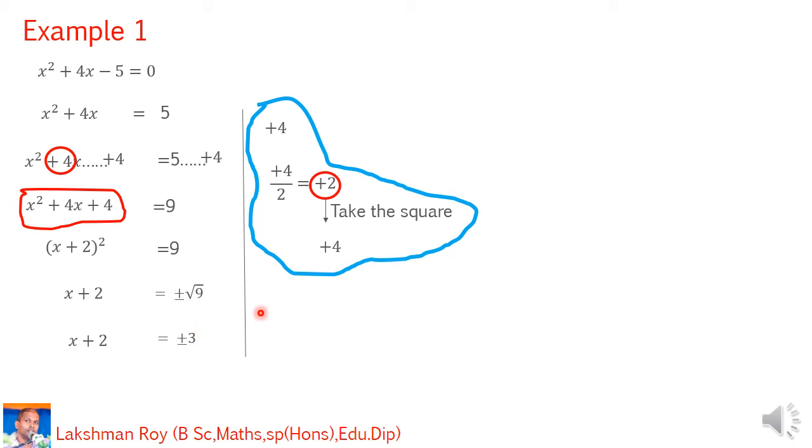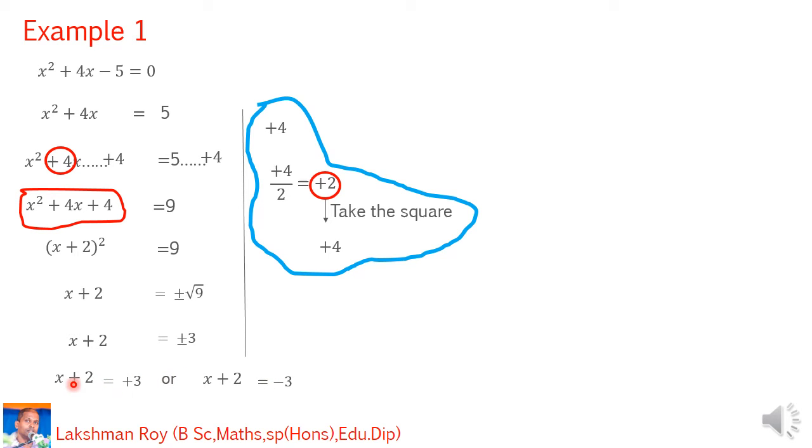Now x has two solutions. What are the two solutions? If you take positive 3, that is one answer. If you take negative 3, that is another answer. So x plus 2 equals positive 3, or x plus 2 equals negative 3. These are two small simple equations.